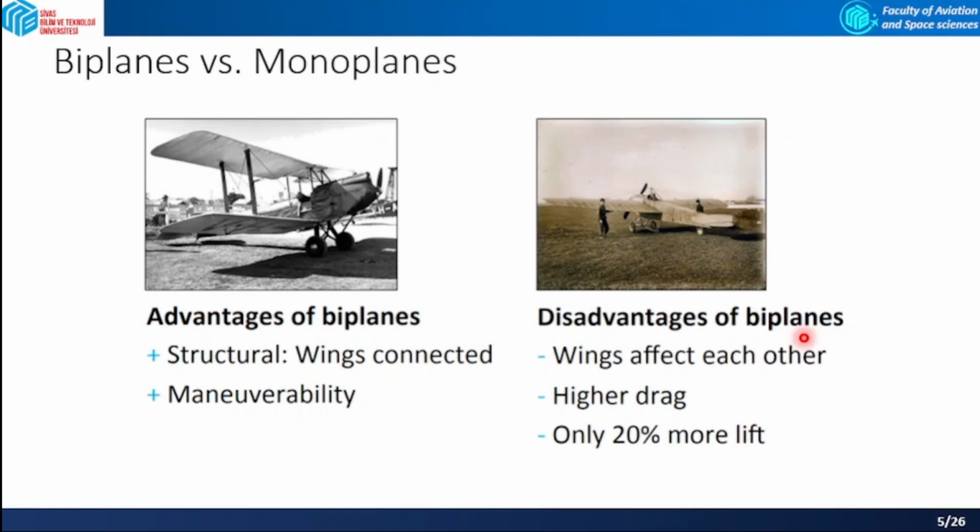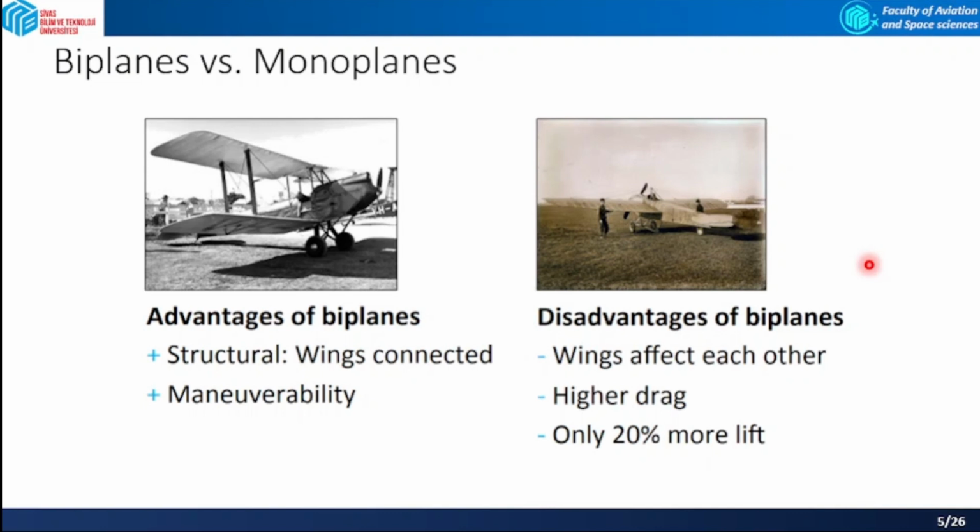But biplanes do not only have advantages, they also have some disadvantages. First, the airflow around the wings affect each other, and also two wings result in higher drag force, of course, during the flight. And last but not least, increasing the wing area by an extra wing does not imply that the lift forces will be doubled.